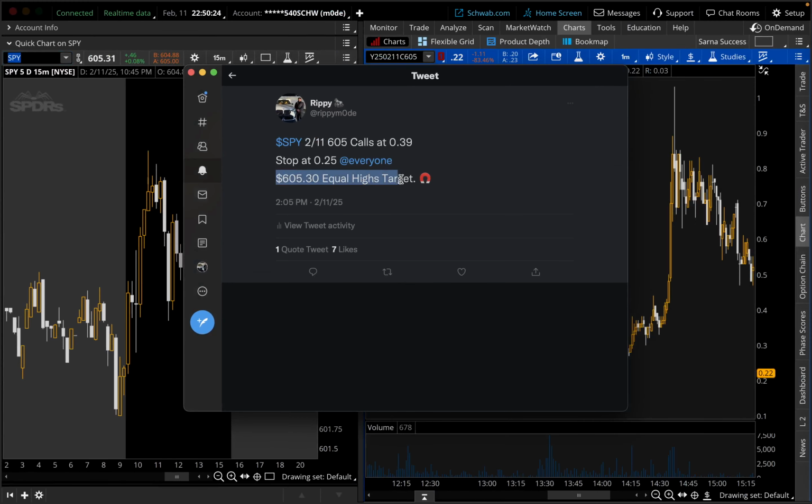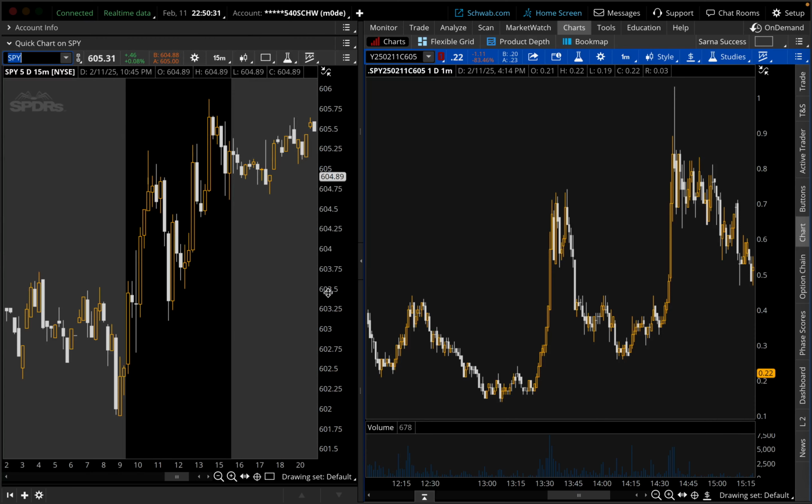When I mentioned 605.30 equal highs target and I put a magnet emoji, what I mean to say is one of my big confluences in trading is equal highs and equal lows. This can be found on any time frame. You could trade it on the weekly time frame, the 15-minute, 4-hour, 1 hour, etc. In this instance, I noticed these equal highs on the 15-minute. So this high right here at 605.29 and this high right here at 605.30, these are equal highs to me.